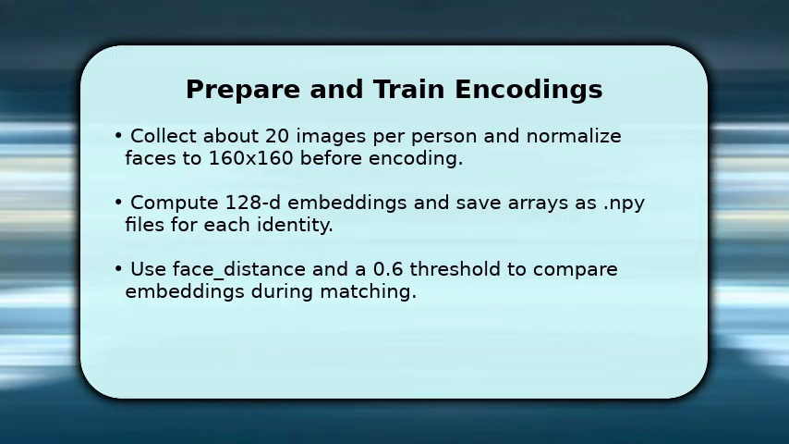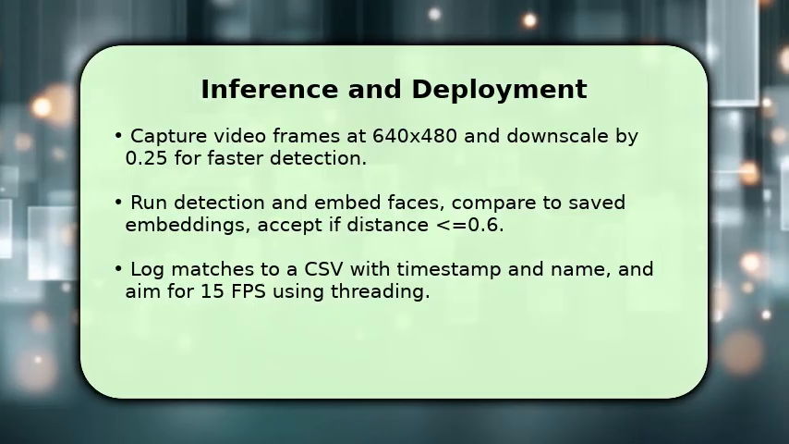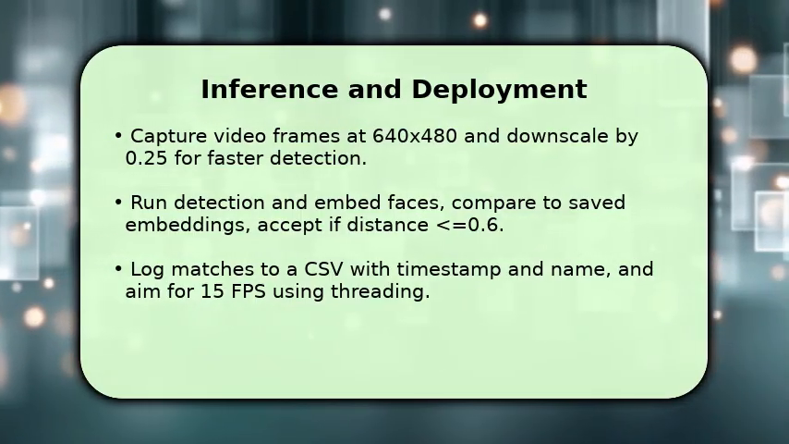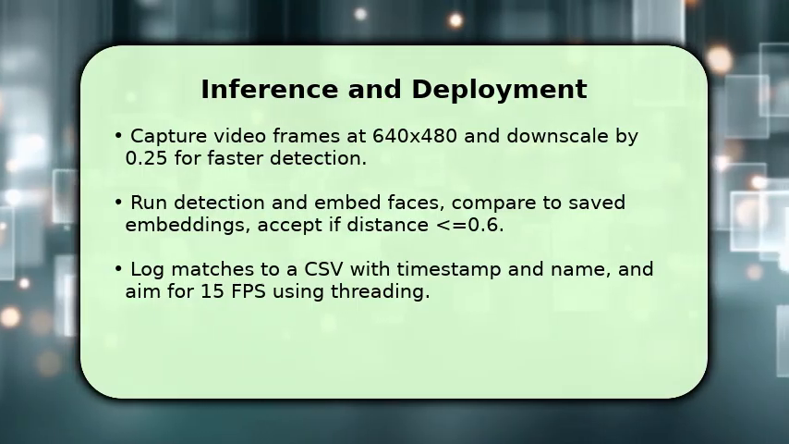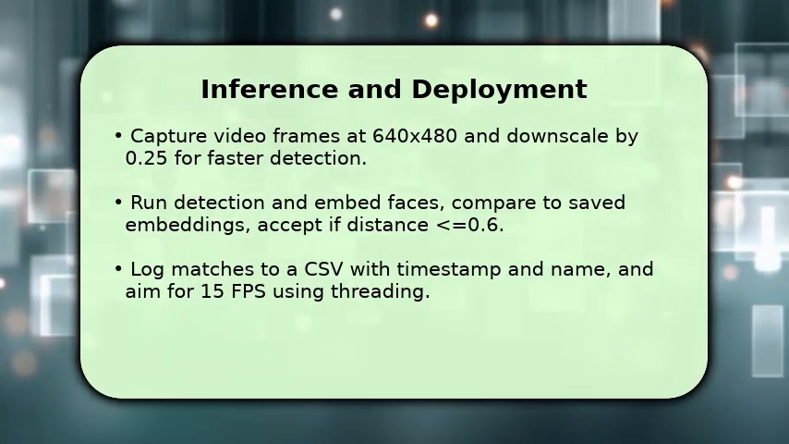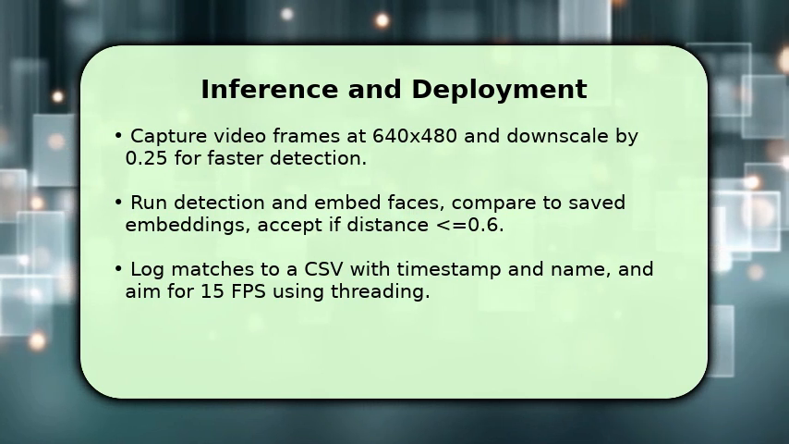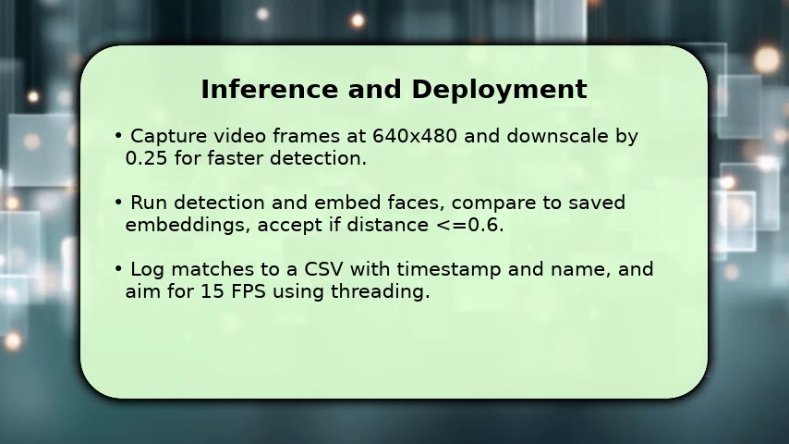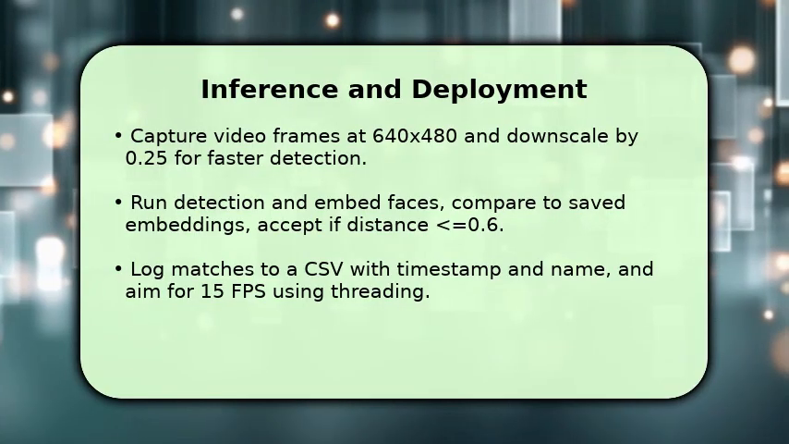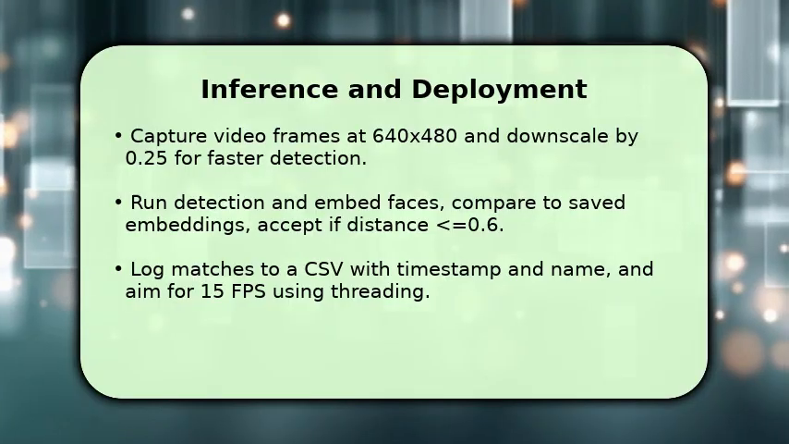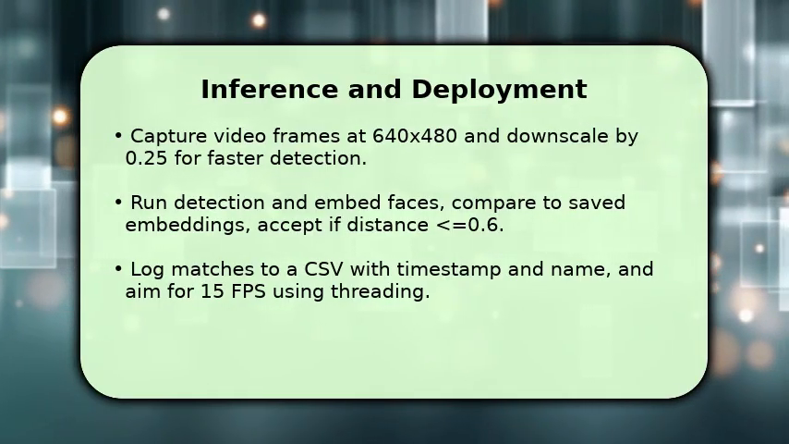For real-time inference, capture webcam frames at 640 x 480 resolution and downscale frames by 0.25 for detection speed. Detect face locations, crop and resize faces to 160 x 160, then compute 128D embeddings for each face. Compare embeddings to stored identities using face distance and accept matches with distance less than or equal to 0.6.